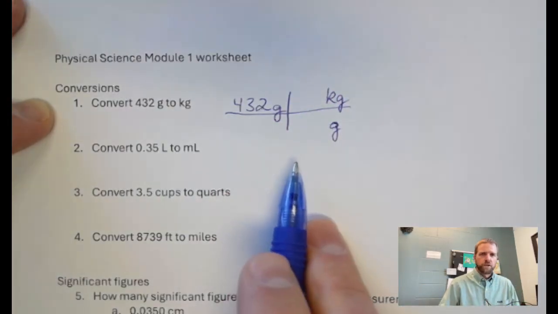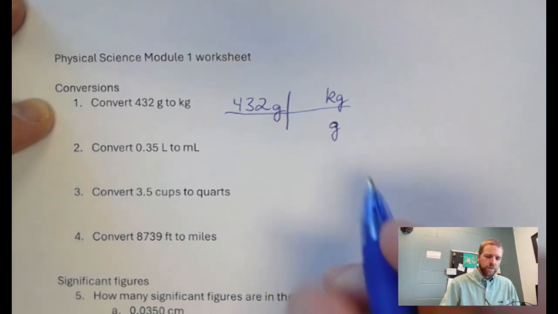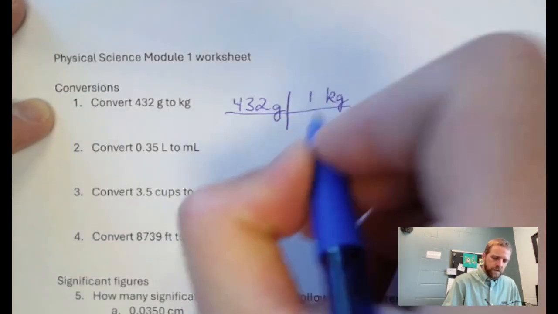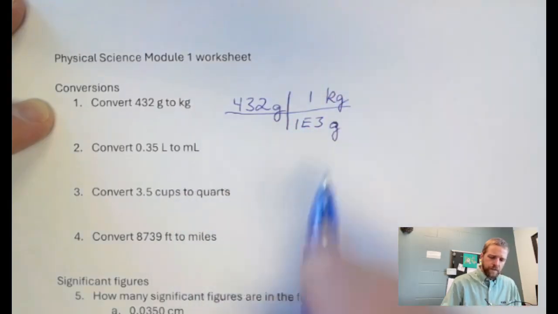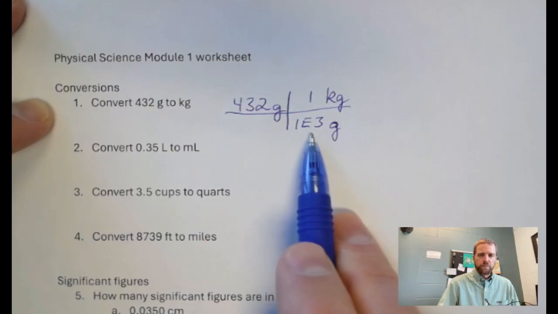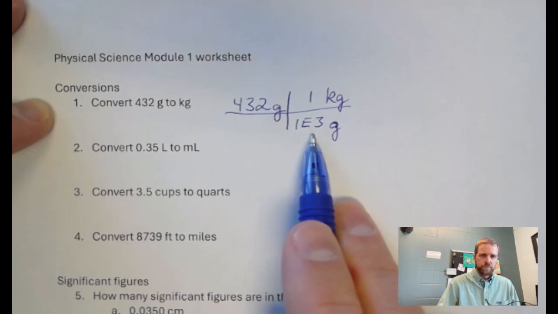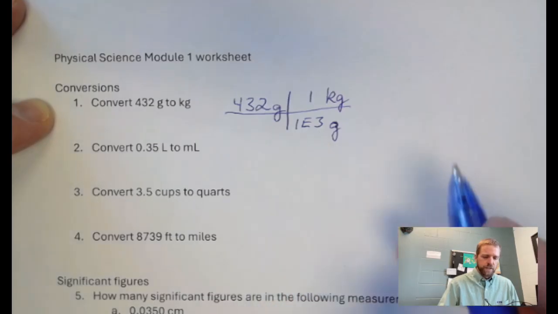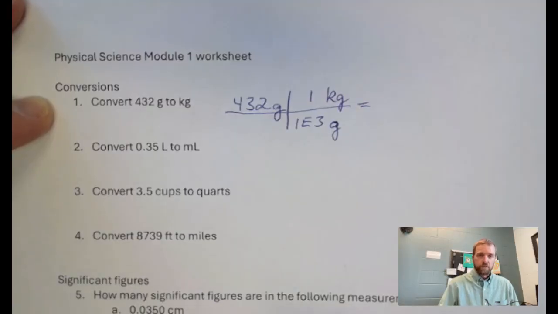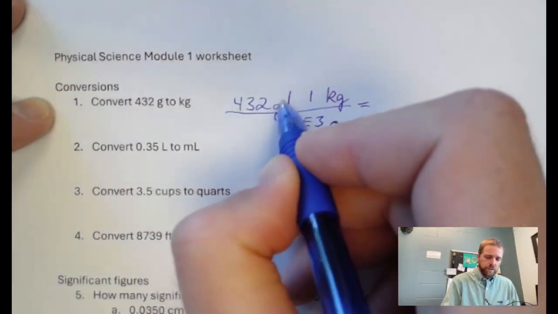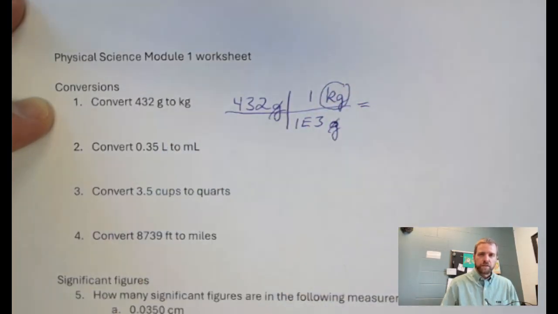When you look on your conversion factor sheet, you'll see that 1 kilogram is 1,000 grams. Your conversion sheet may say 1E3. That's 1 times 10 to the third, and we'll go over some example scientific notation at the bottom. But 1 times 10 to the third is 1,000. Before I punch anything into my calculator, I want to check the units. My grams cancel, and I'm left with kilograms, which is what the problem asks for.